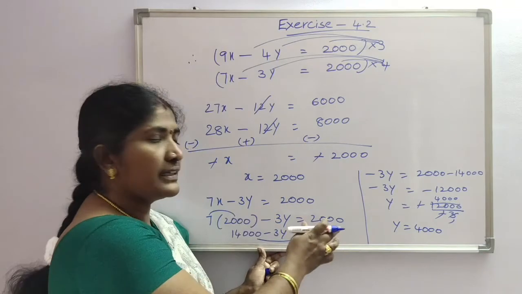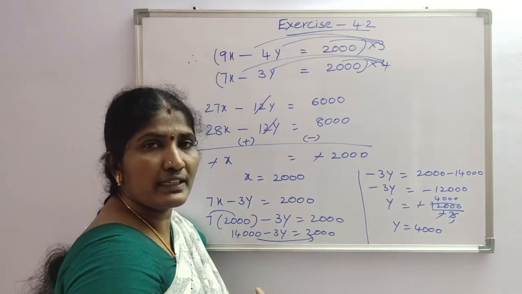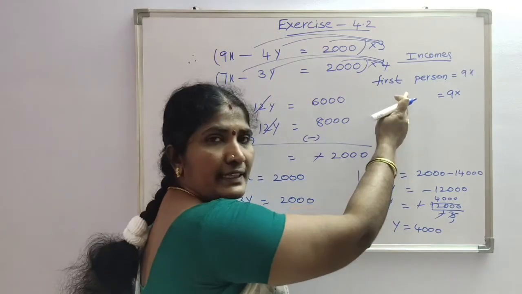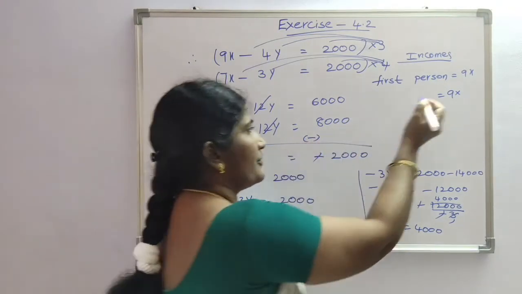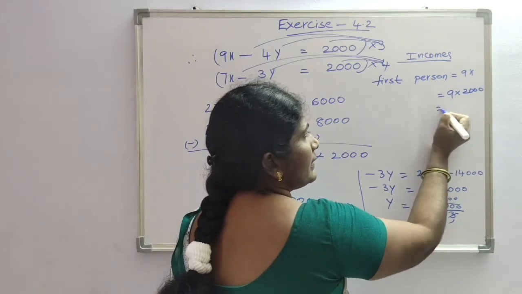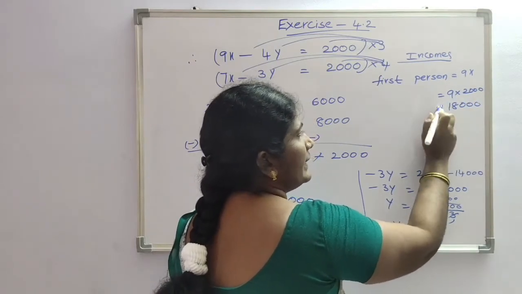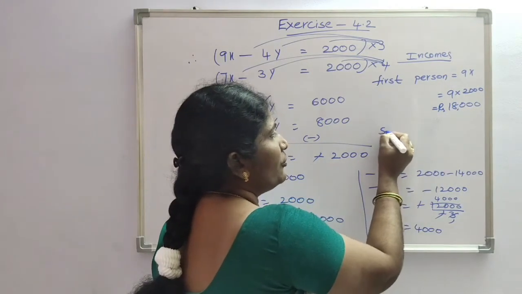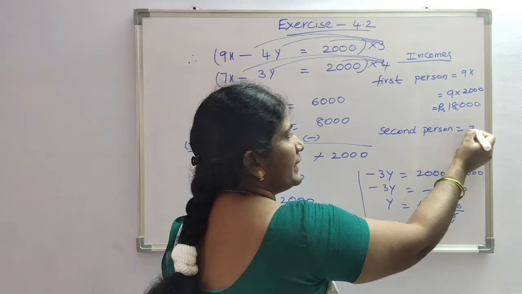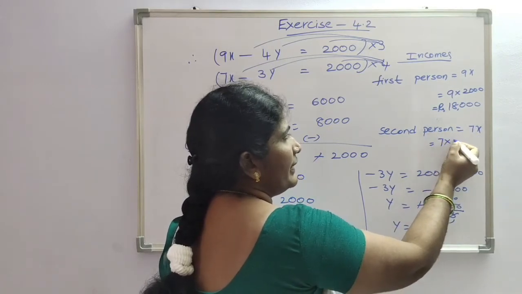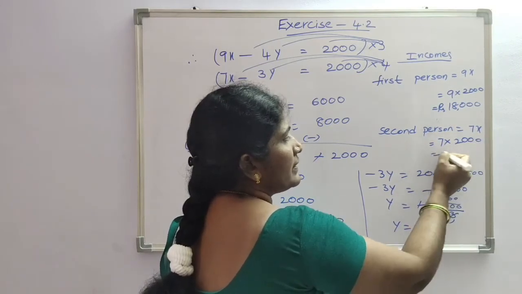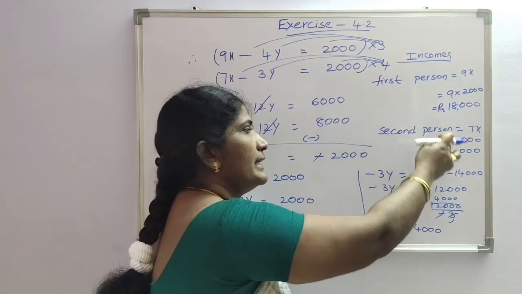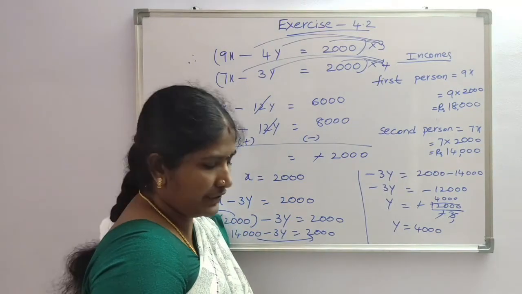Now we got the x and y values. But what they asked is their monthly incomes, so now we have to find the incomes. The first person's income is 9x. 9 into the x value 2000, that is 9 twos are 18, so 18,000. The first person's income is 18,000. Now for the second person. The second person's income is 7x, that is 7 into 2000. 7 twos are 14, so 14,000. The first person's income is 18,000 and the second person's income is 14,000.